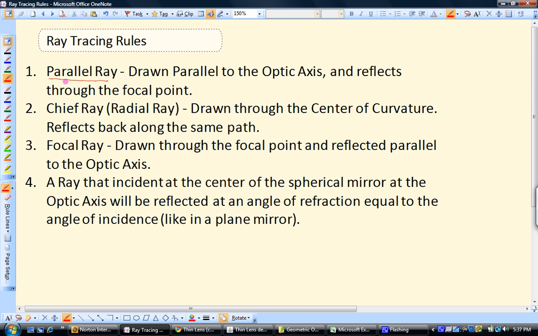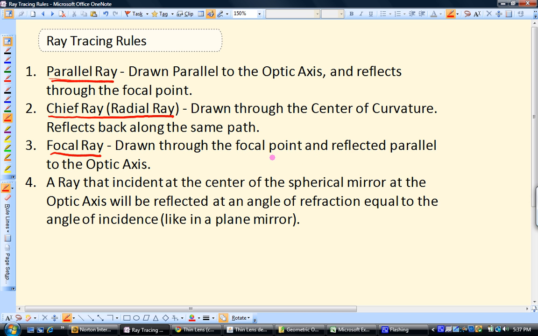We're going to draw a chief ray, which is a ray that's drawn through the center of curvature, and then we're going to draw a focal ray. So parallel to the optical axis reflects through the focal point. That'll make more sense when we draw it. A chief ray, if you draw it through the center of curvature, reflects back along the same path. And a focal ray, if you draw it through the focus on the first side, is going to reflect back parallel to the optical axis.